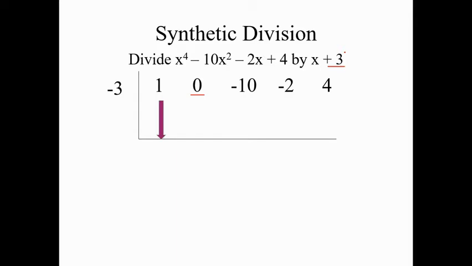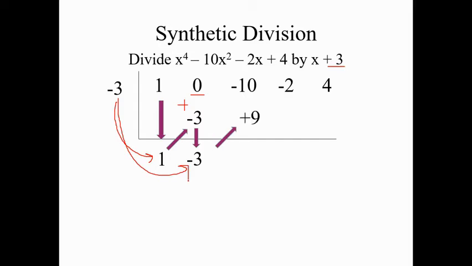We take the 1 and just drop it down below the line. Then we multiply the negative 3 by 1. That gives us negative 3, and we place that under the 0, and then we add these together. Remember, we're always adding these two numbers together. Then we multiply the negative 3 by the negative 3, and this time we get 9. Again, we add those together for a minus 1.